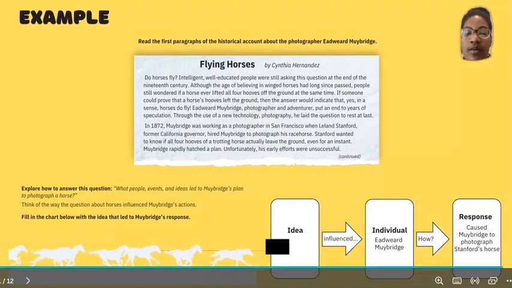So the question was, can horses fly? This was the idea that influenced Edward Muybridge in how he responded to wanting to answer that question. So he used new technology to photograph Stanford's horses to see if all four hooves of the horse left the ground.